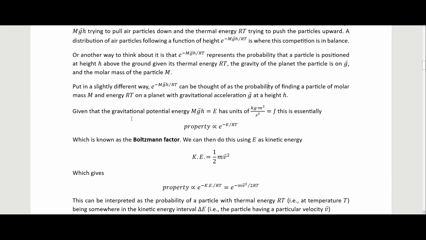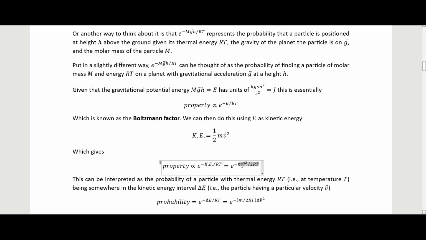So given that the gravitational potential energy is just an energy and it has units of J or joules, this is essentially that the property is proportional to this energy divided by RT. And so this generalizes our result, and this is known as the Boltzmann factor. We can then do this with E as kinetic energy, so we substitute kinetic energy in for this E right here, and we end up with this right here.